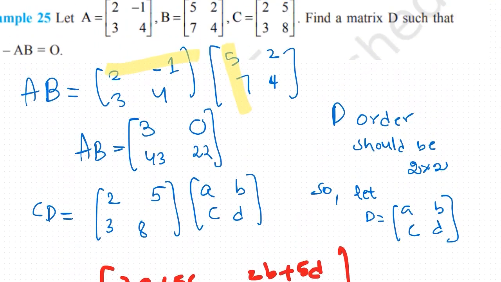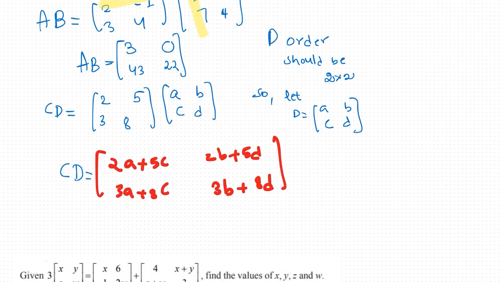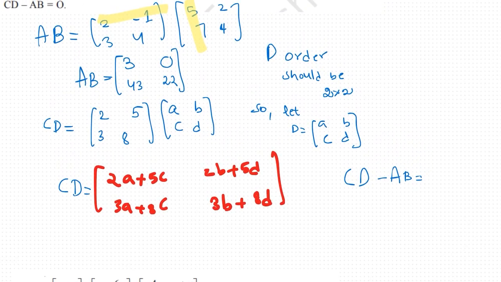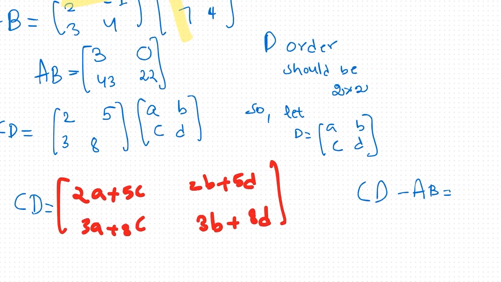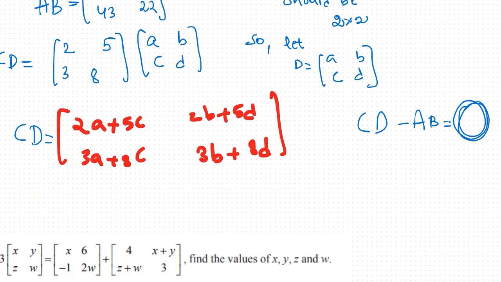So can you guess what to do next? It will become an equation now. CD minus AB. AB was 2A plus 3C, and CD was 2A plus 5C. It is given that it is 0. 0 means what? 0 matrix. Capital O, the zero matrix. Everything will be 0.